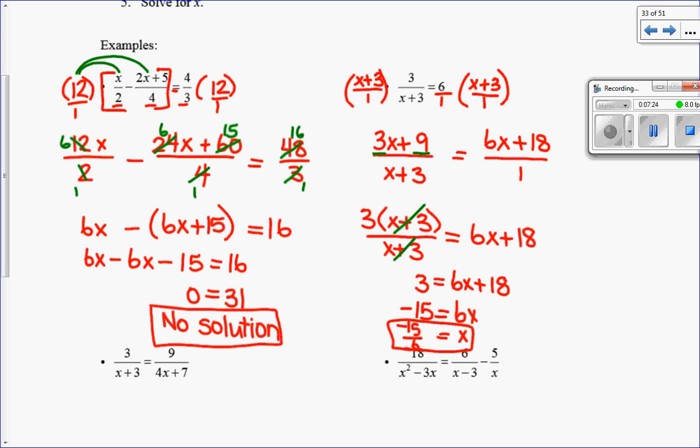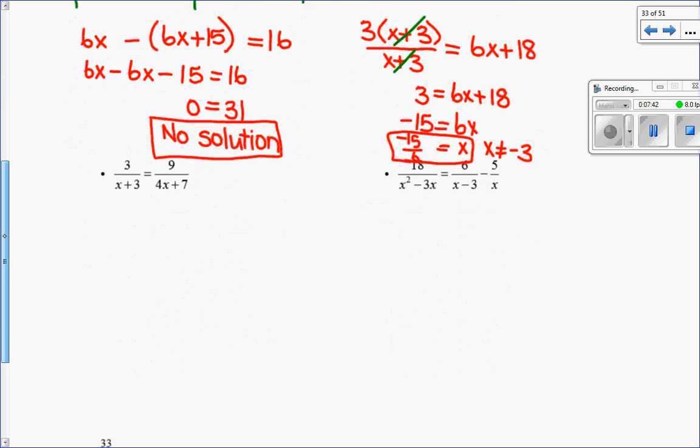Now, because this one did have an x term in the denominator, I do need to state non-permissible values for x as part of my answer. So I also have to say then that x cannot be negative 3. That's part of my answer as well.